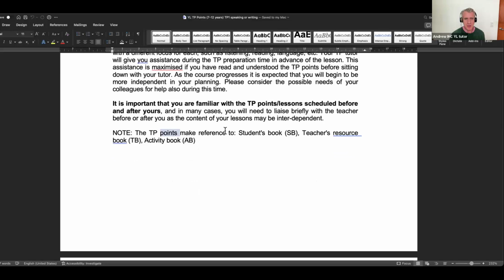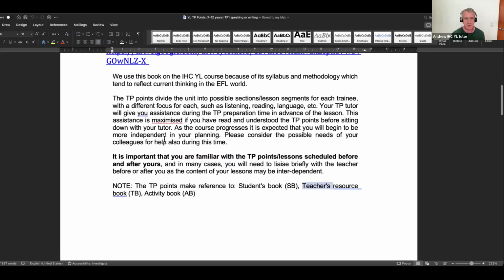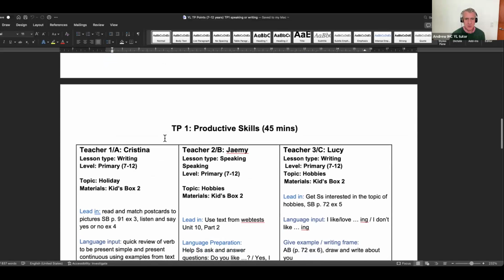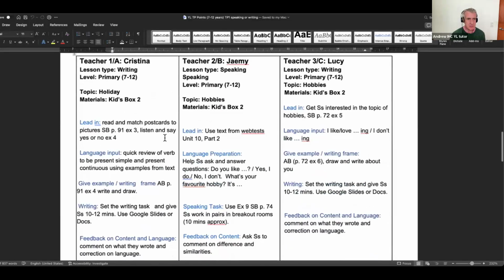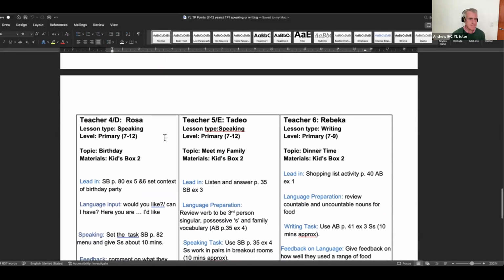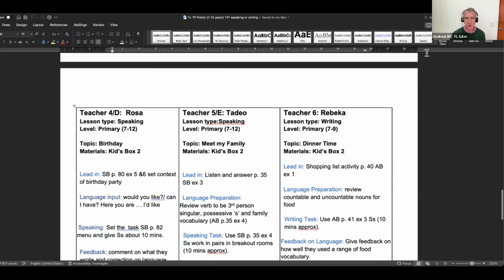The TP points make reference to the student's book, the teacher's resource book, and the activity book. The one you'll be using is Kids Box 2. Everyone will use that.